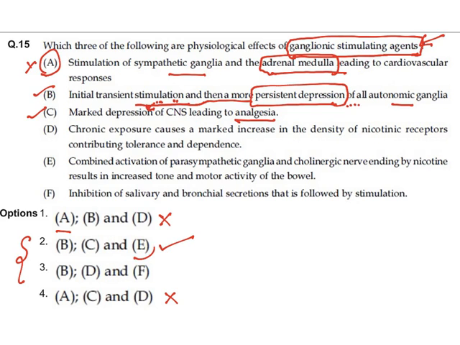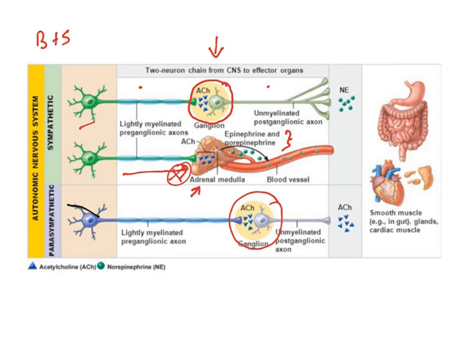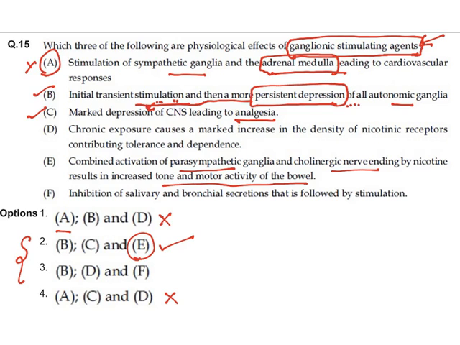Now, what else do you have? It says E. What is E? Combined activation of parasympathetic ganglia and cholinergic nerve endings by nicotine results in increased tone and motor activity of the bowel. True. See, parasympathetic activity acts on the bowel and intestine, and that is what happens. So option 2 is correct.